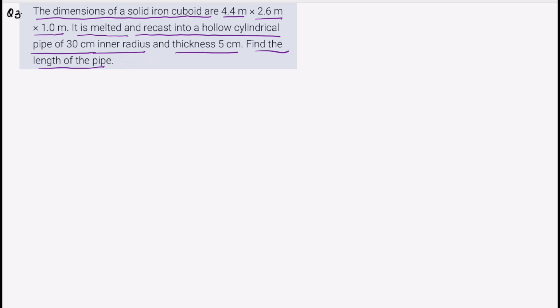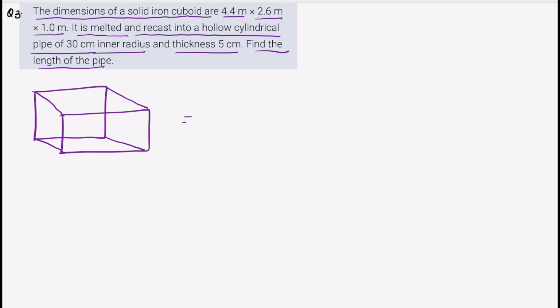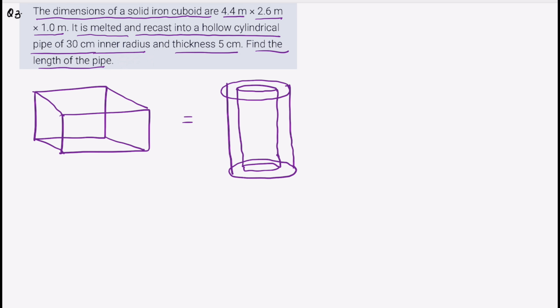Okay. Now here what we are doing is we are transforming the volume from one figure to another figure. So the volume of both the figures should be equal. So now what we have to do is we have to change this figure from cuboid to hollow cylinder of the required measurement. So we are given that the inner radius is 30 centimeter and the thickness is 5 centimeter. So let's say this is the figure. Okay. So we are given that this radius r is 30 centimeter and the thickness is 5 centimeter.